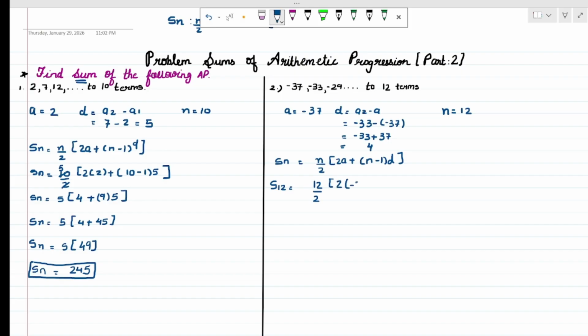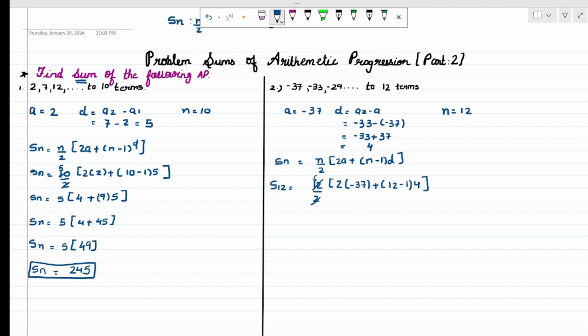2A. What is my A? My A is minus 37. Always make sure to write your formulas with your proper signs. Plus, what is my N? My N is 12 minus 1. What is my D? My D is 4.